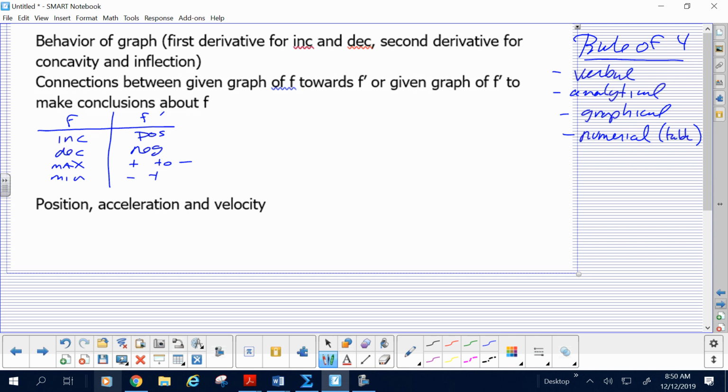These are big ideas. What about a horizontal tangent? F has a horizontal tangent if f prime is 0. Now all those things could also be talked about in terms of f prime and f double prime. Where f is concave up, f double prime is positive. Where f is concave down, f double prime is negative, and where f has an inflection point, f double prime is 0 and changes sign.